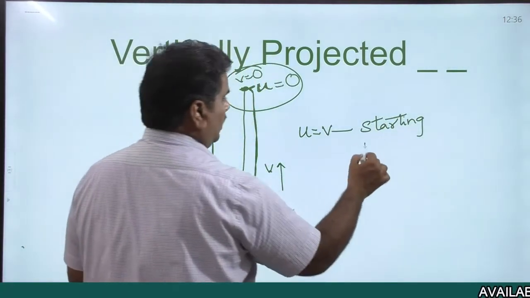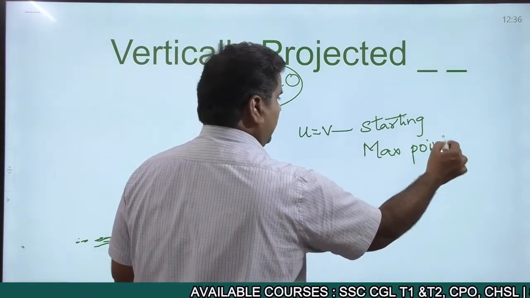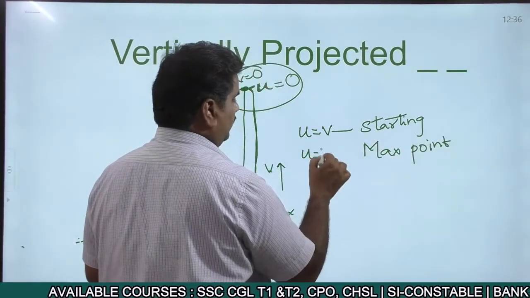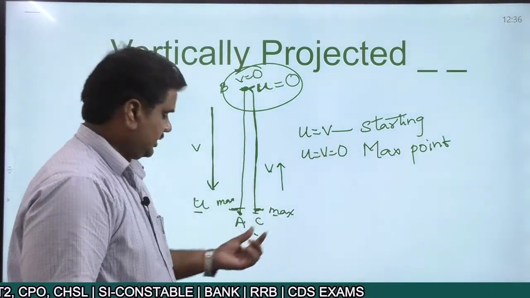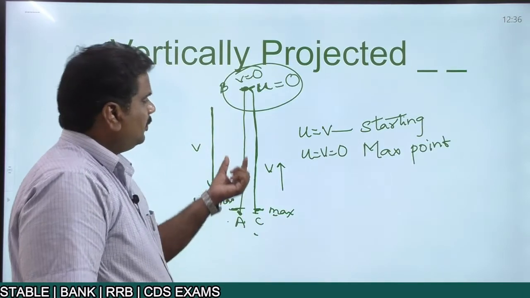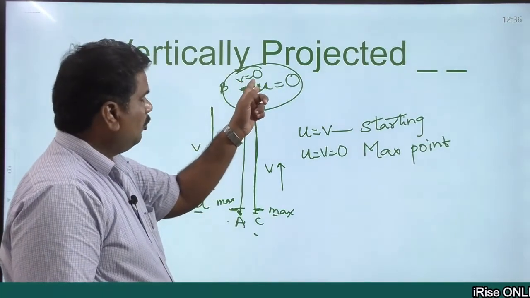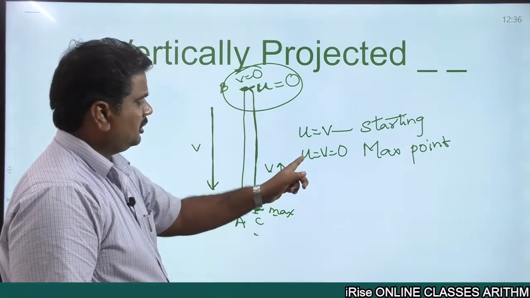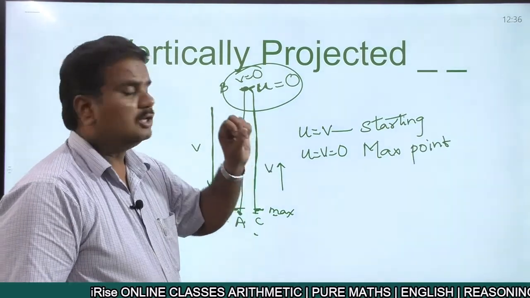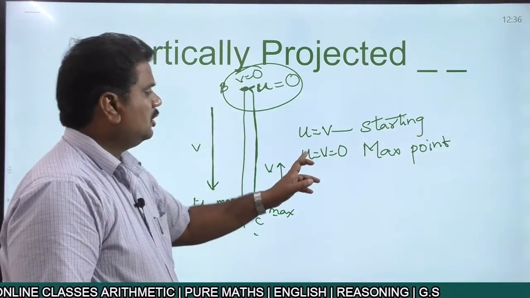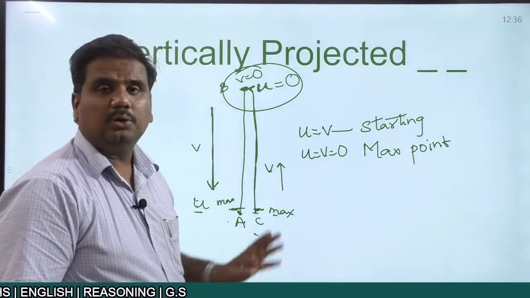But at the maximum point, at the maximum height, the value of v will be equal to 0. When you're throwing the object in the upward direction, v becomes 0 at the top. And the moment the object starts the downward direction, u is equal to 0 because it is acting as a freely falling object. So for all freely falling objects, u equals 0. For a vertically projected object, v equals 0.